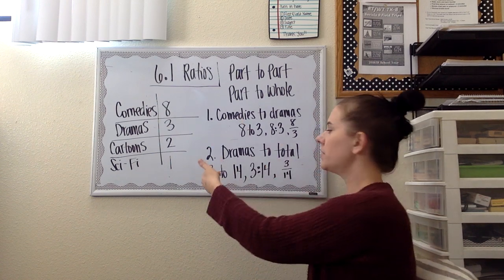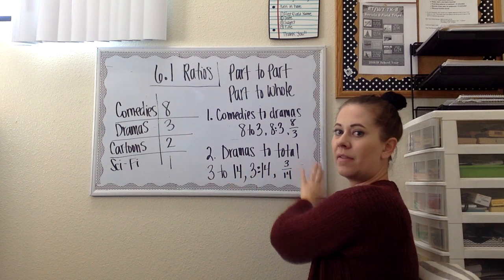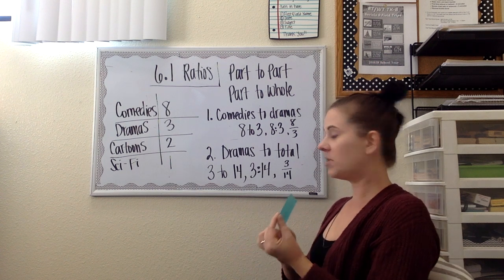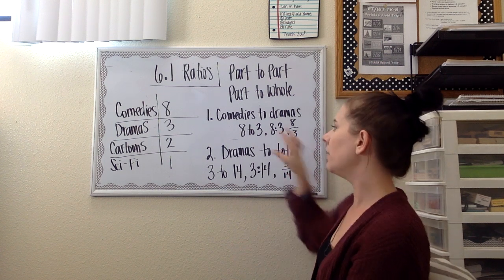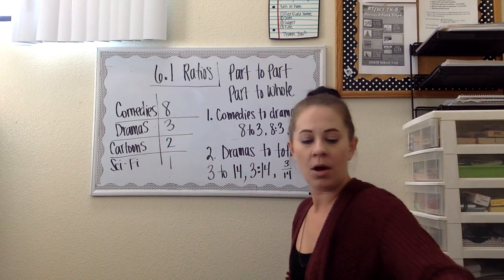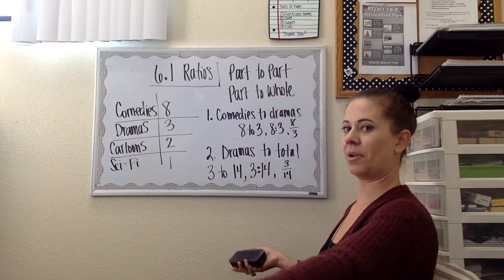They said drama first, so we wrote the number that goes with drama first or in the top of the fraction, and then they said total second. And you have to pay attention to when they say total because that's requiring you to now add all of your options up. Hopefully this is making sense. Let's keep going. If you need to, pause it and catch up on your notes.